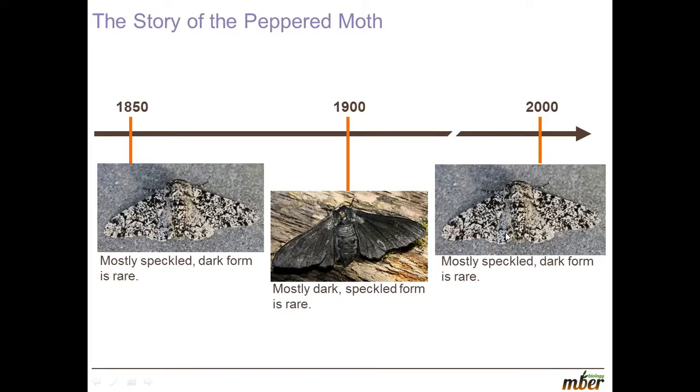What's happening in today's time? Why are they back? Well, we've gotten better at keeping things clean. So now the trees are going back to their normal form. The tree trunks are back in their normal color. They're no longer covered with soot from pollution, from burning fossil fuels. And so now the moth population has gone back to having mostly speckled, and the dark form is rare.